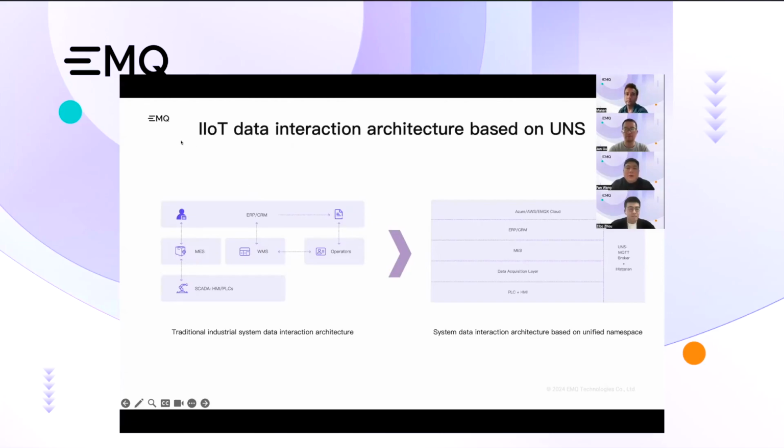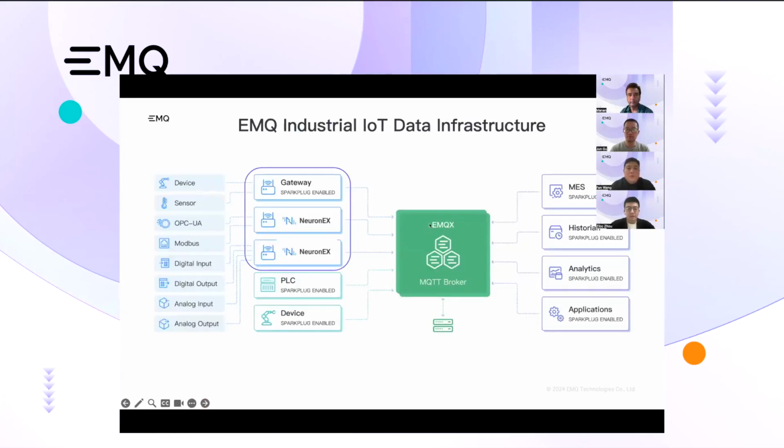And on the right side, we can see that it is a new architecture based on the unified namespace. So we still have different layers of the system. We have PLCs and the data acquisition system, MES, ERP, and we also have cloud. Then we can use the unified namespace and also leverage the MQTT protocol to integrate all the systems together. Okay, so that's the EMQ solution. We use EMQX as a hub to connect all kinds of systems together.